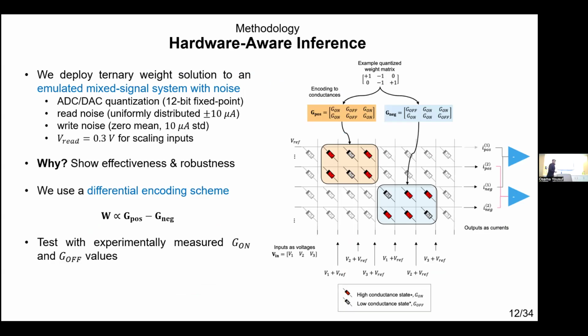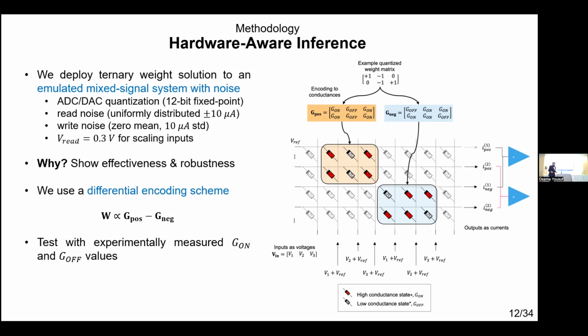Another thing we propose is the use of something we call hardware-aware inference. What we're doing here is that we take either networks that have been trained with hardware-aware training, the scheme that I just talked about, or that are just there to serve as a baseline. And then we map it to an emulated mixed-signal system with system-level defects or system-level sources of noise as well. Some of these sources are ADC and DAC quantization, and then we also include read noise and write noise.